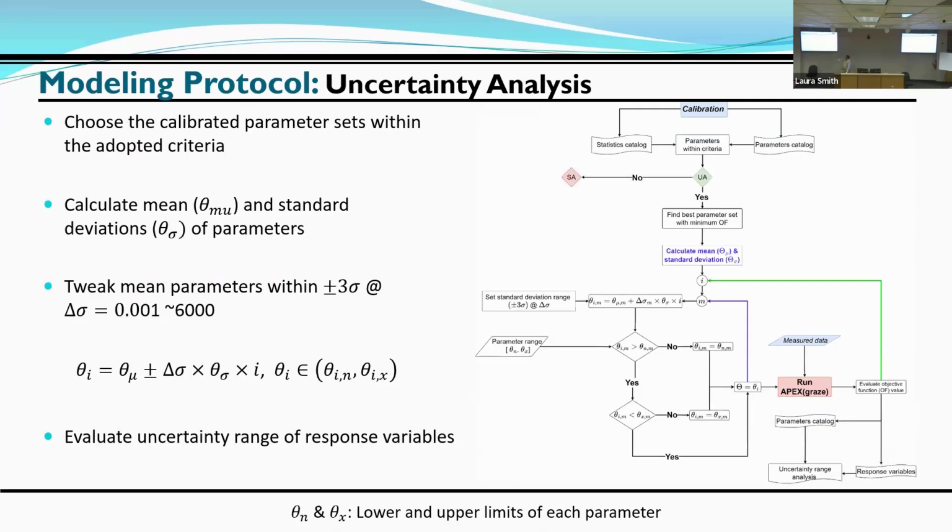The first slide here shows the protocol for uncertainty analysis that relies on the calibrated parameter sets adopted with the monastic criteria. Then the mean and standard deviation of these parameters were calculated, and we ran the model within the mean plus or minus three times the standard deviation. And we ensure that these parameters are not at the upper and lower limits of the parameters.